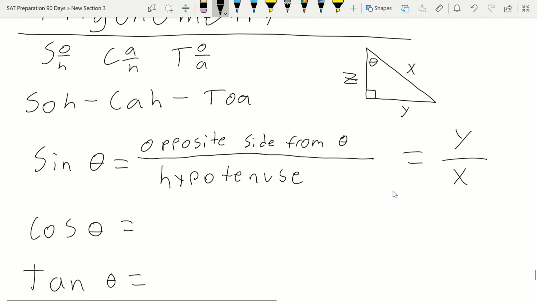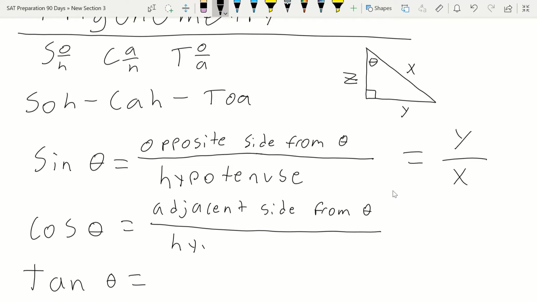So cosine theta, that's going to equal our adjacent, right? If you don't know what adjacent means, it just means next to, right? So it's going to be our adjacent side from theta, all divided by our hypotenuse. So if we look at our adjacent side from theta, we see that that's right here, right? It's the side that's next to. The sine takes the opposite. So sine would be that y. That adjacent or that next to side is going to be our z here. So we see that we will have z over our hypotenuse. Once again, our hypotenuse is this x right here. So z over x would be our cosine of theta.